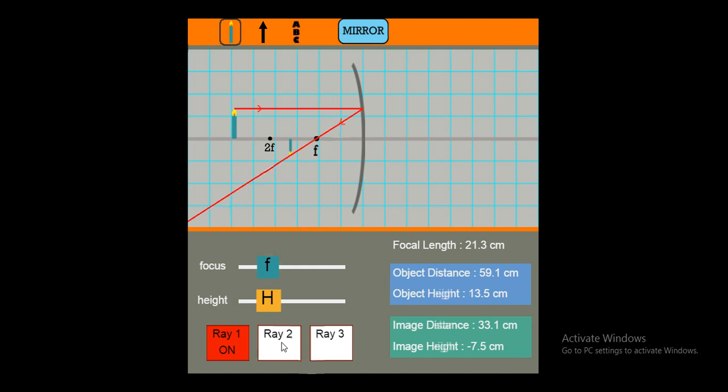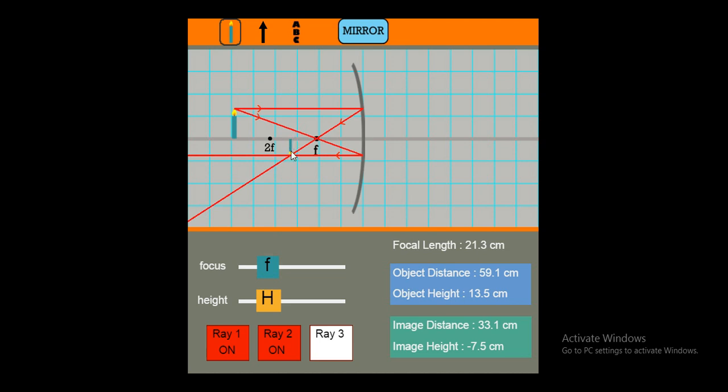Another ray we can use, this one: a light ray starting from the top of the object coming through the focal point. After being reflected by the mirror, it travels parallel to the principal axis. Then we find the intersect point of the two reflected rays. This is the intersect point. Then we can draw the image, this one. This is the image of this object.